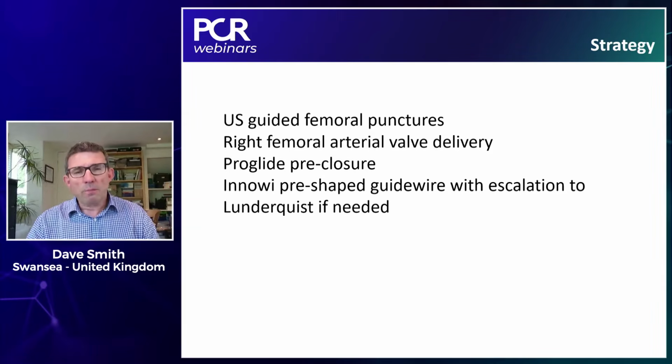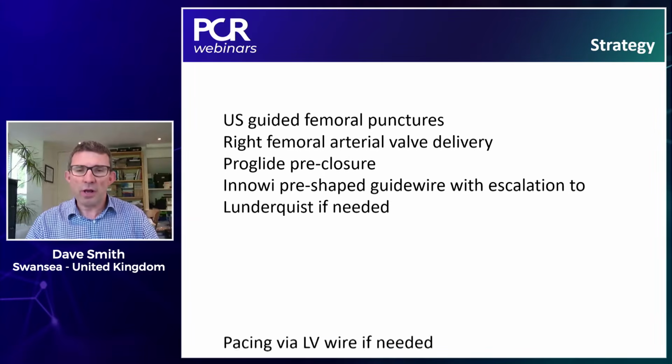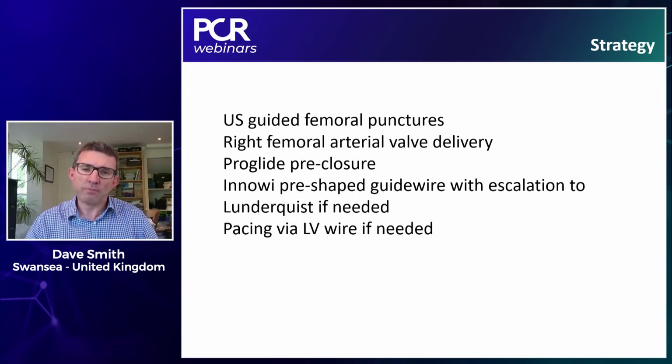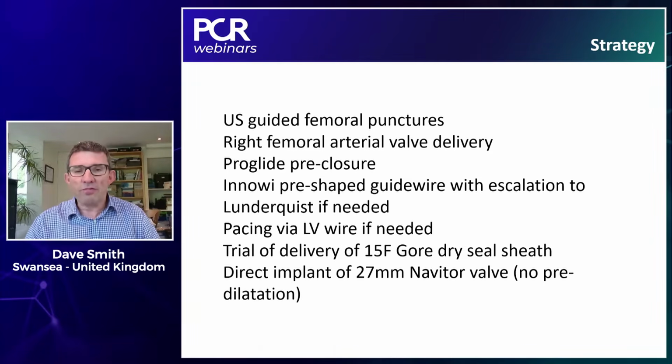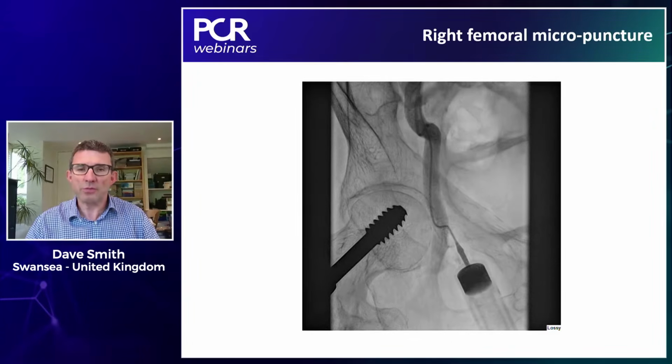We would upscale our wire to an Inoue wire, which is a German wire that's slightly stiffer in the shaft and also has a slightly smaller curve because of her small cavity left ventricle. Pacing via the LV wire if we needed to at any point, not that we need to with the Navitor system routinely. We'd have a trial delivery of a 15 French Gore DrySeal sheath to check we could get through her iliofemoral arteries. And then we would undertake a direct implant with no pre-dilatation given the low calcium state.